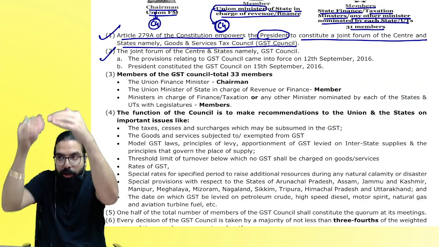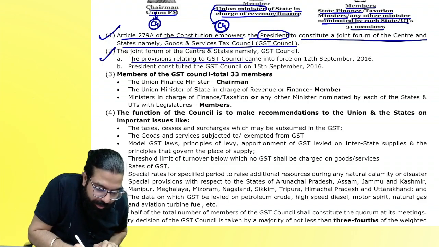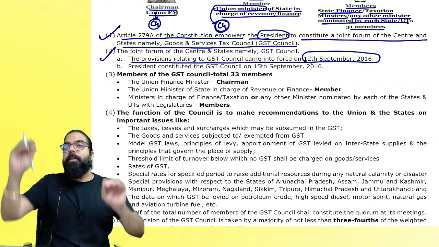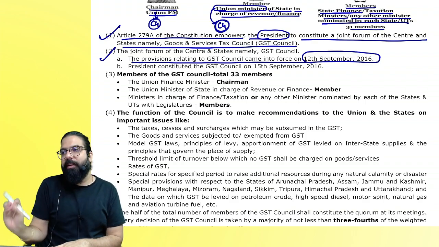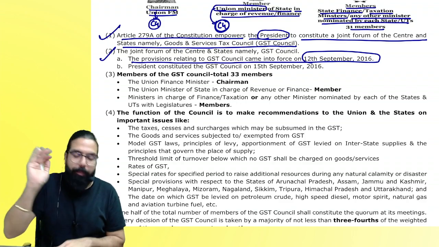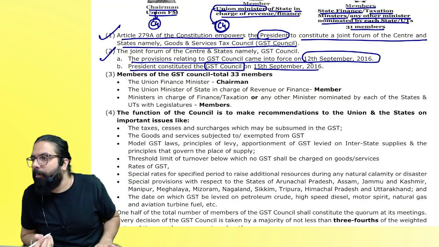That provision, that law, the provisions were made, and the provisions were made effective from what date, everyone? 12th September. That how many members will be there, etc. All these provisions, what will be the function of the GST council? All these provisions were made effective from what date? 12th September. And the President actually constituted the council on which date? 15th September. Are we clear, everyone?